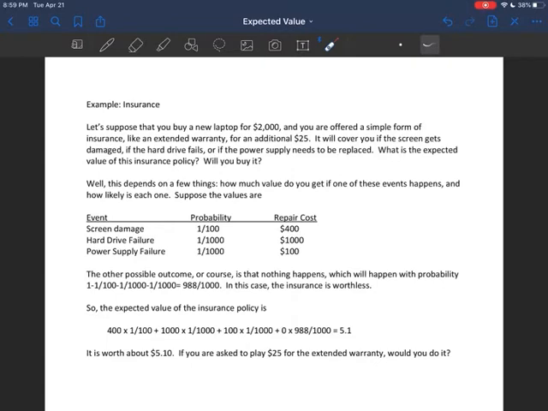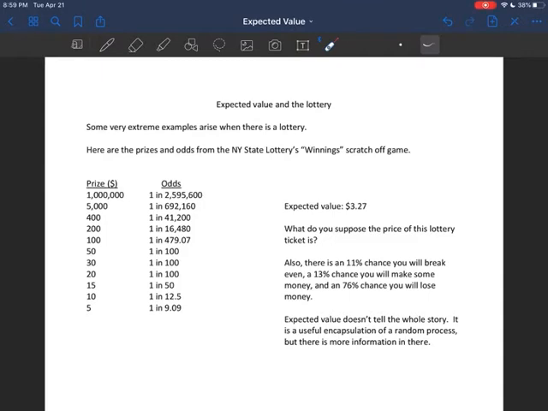So think about this the next time you're offered an extended service plan on something that you purchase. Maybe even if it's not that big of an amount of money, maybe it's still a waste. It's not entirely clear, but also it's not entirely clear that this is the only number you should think about.